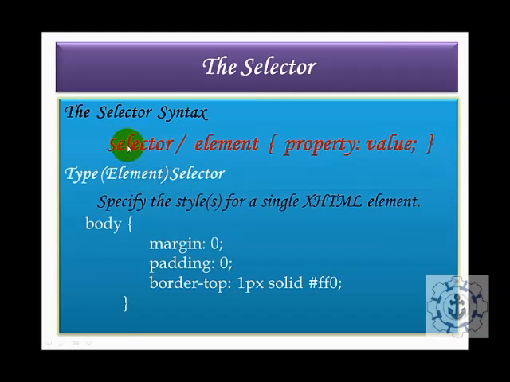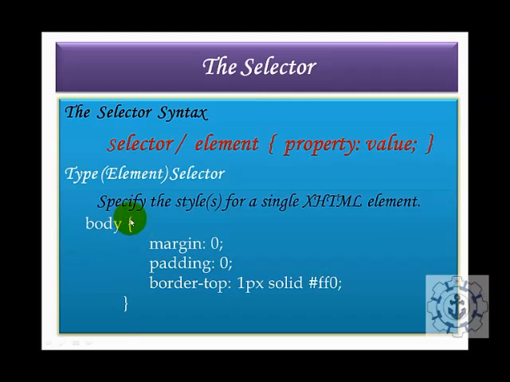First, now we are going to use an element as a selector, to specify the style for a single HTML element. If you use an HTML element as a selector, the styles will be applied only to the corresponding element. For example, I'm going to use the body tag.